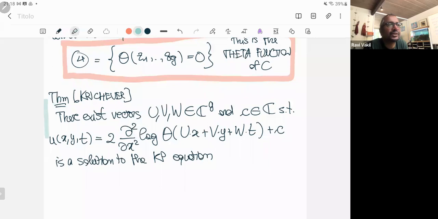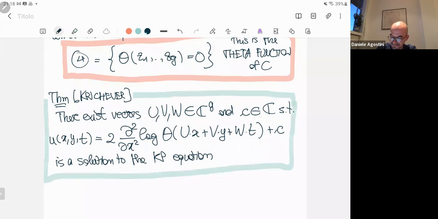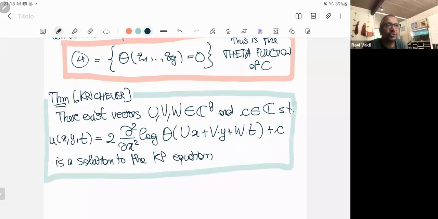So Daniele, at this point, this seems like a huge miracle. Yes. So this depends on the curve. So you start off with a curve. This isn't just random, and the curve gives these vectors u, v, and w, which are determined by the curve, I guess.